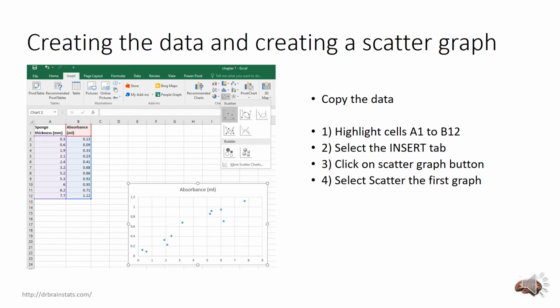So first of all, we want to test if there's a relationship between sponge thickness and absorbance. We have conducted a test and we measured the sponge thickness as we can see in column A, and we had to look at how much liquid it absorbed. Now, to do the simple linear regression, we need to produce a graph. So what we do, we click the Insert tab, go to the chart, and we need a scatter graph.